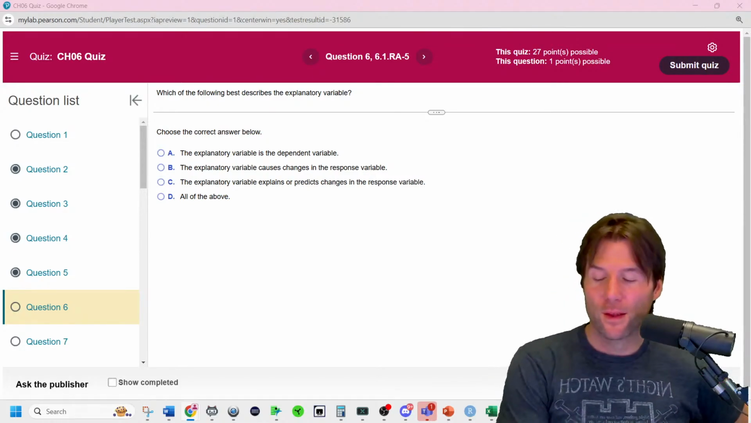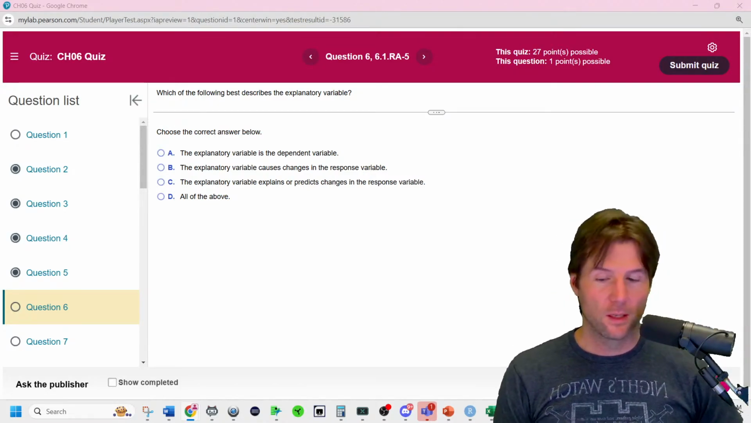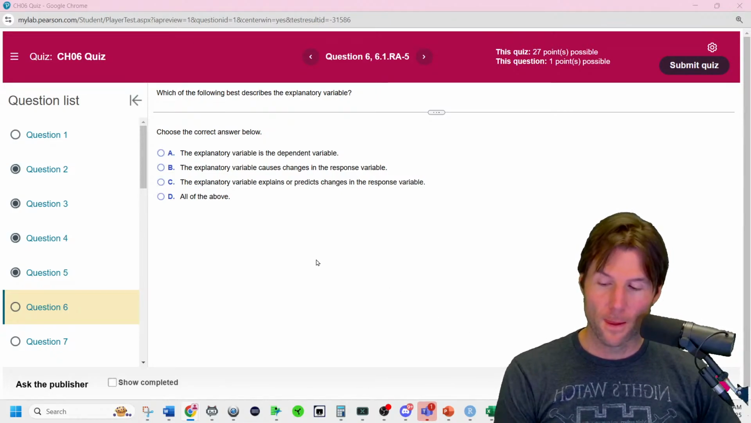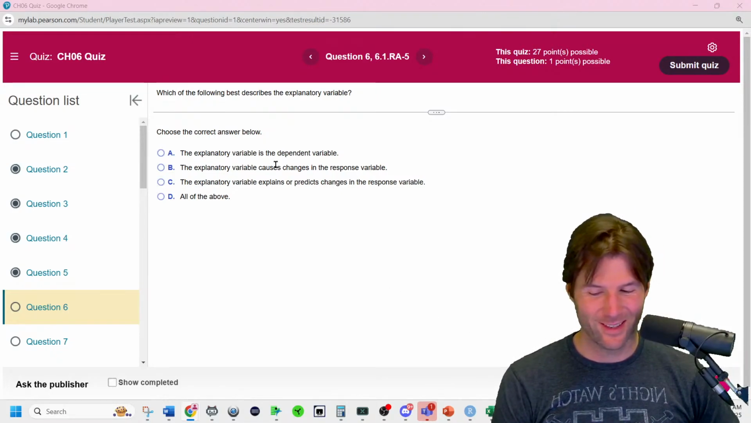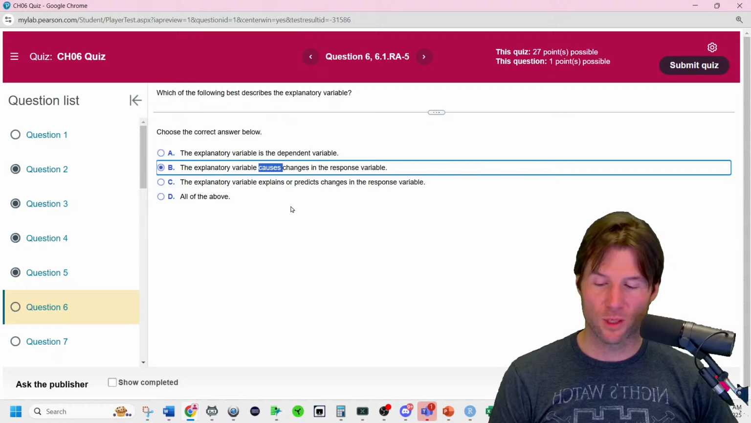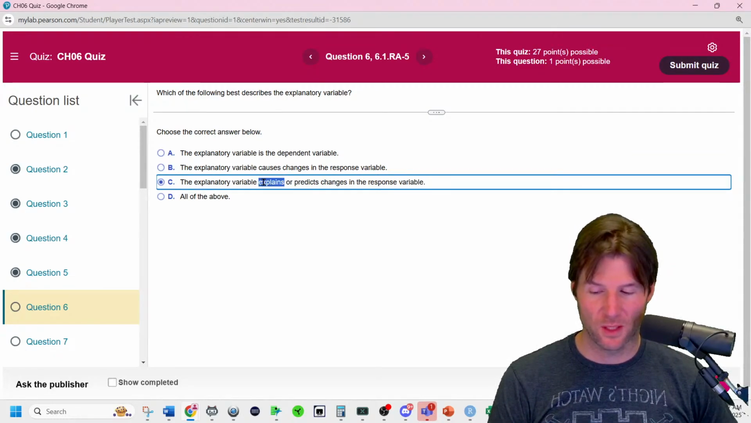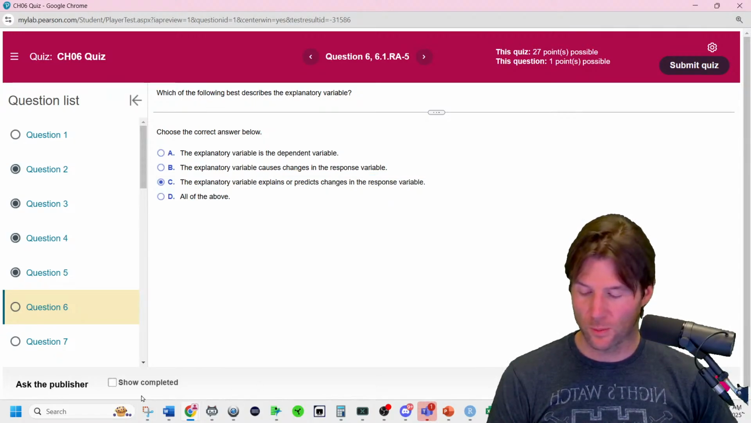All right. Which of the following best describes the explanatory variable? The explanatory variable causes changes in the response. No, it doesn't cause. Cause is a bad word in this class. Don't say it causes something or must or whatever. The explanatory variable explains or predicts changes in y. The x predicts y. The x explains y. True. The response is the y variable of interest. Important thing to know, and this will be the right answer here.